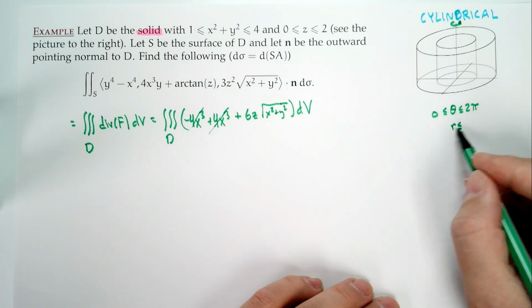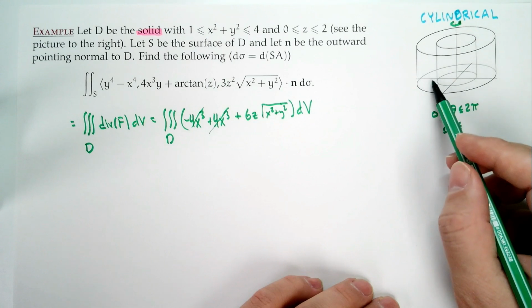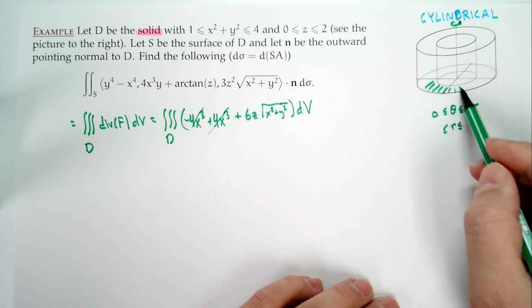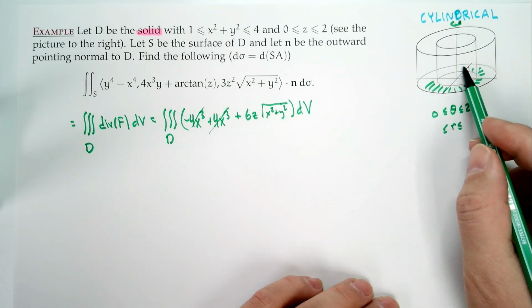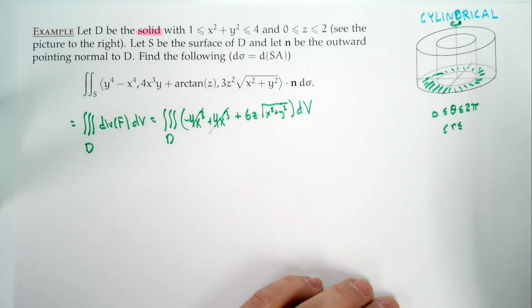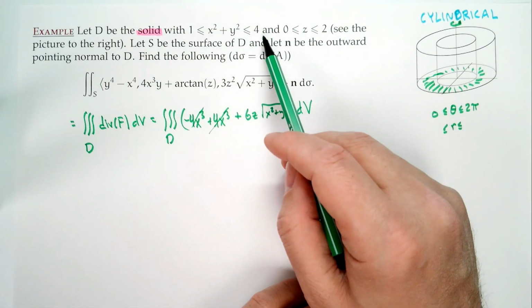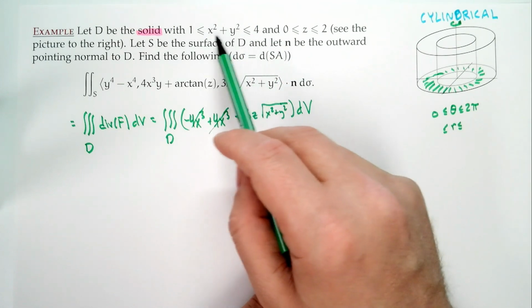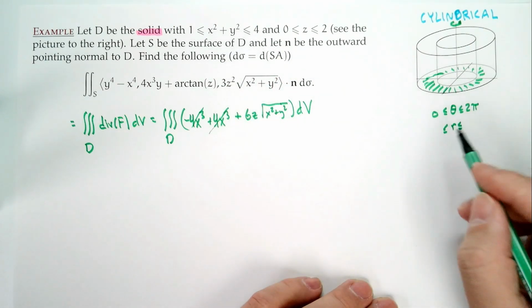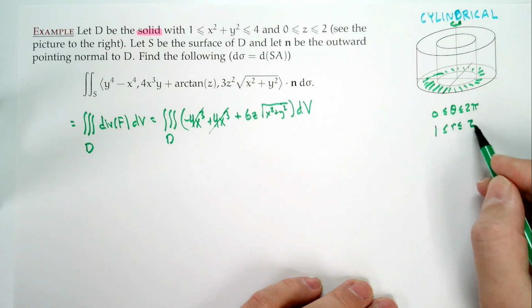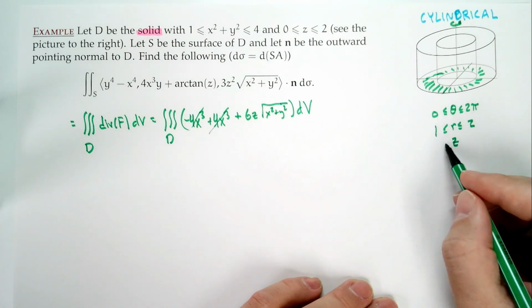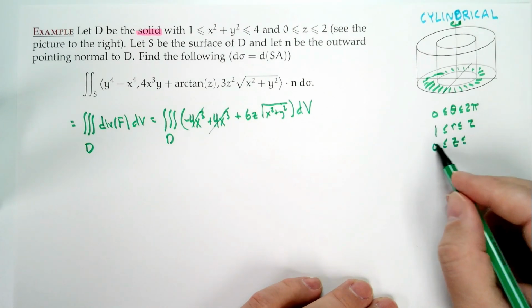Think about the picture. Really think about what's happening down here in the plane. What do you see? Well, what you see is an annulus, which essentially means a big circle with a little circle popped out. We're going between a circle of radius 1 and a circle of radius 2, because this is like r squared. So r goes between 1 and 2. And where does z go from? Well, it goes from 0 to 2.